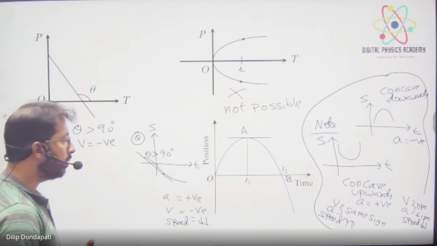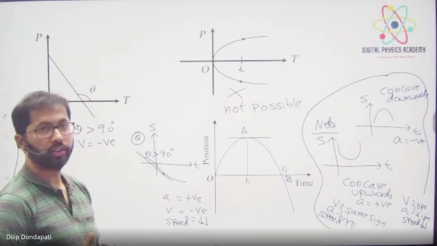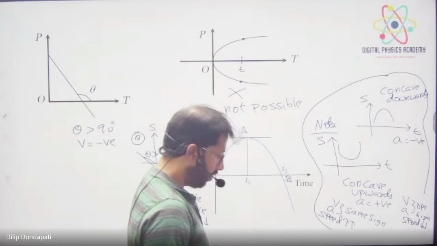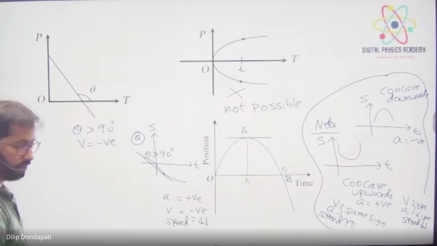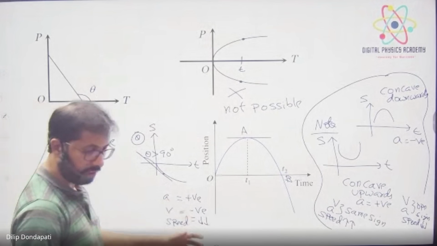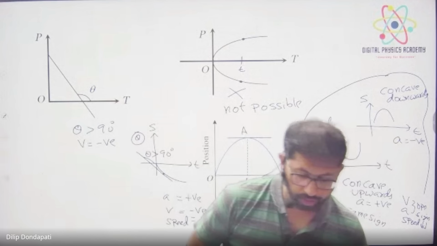Now I'll give you a displacement time graph. You draw the velocity time graph. I'll give options. You tell me the answer. So if you know these characteristics, then you can easily identify the option.